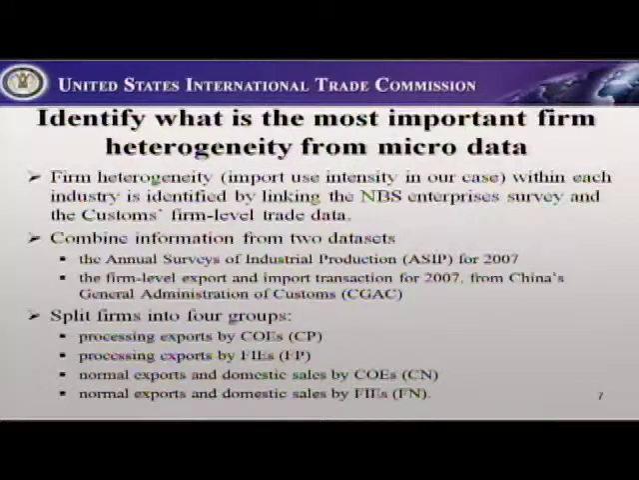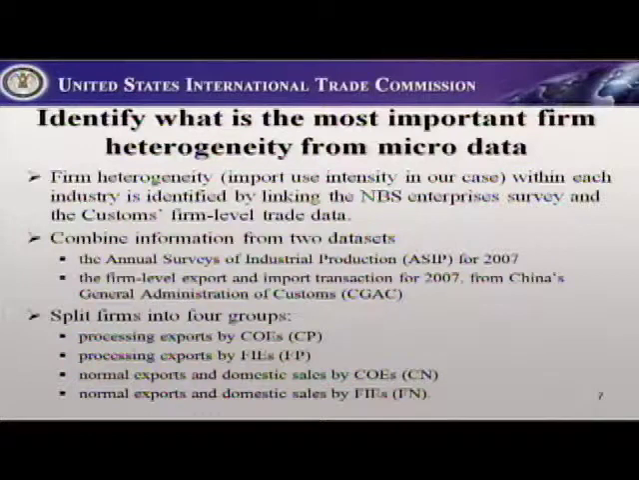So in order to do this, we combine two databases. One database we call the Annual Survey of Industrial Production. Basically, it's the enterprise survey data from the National Statistical Bureau of China. In 2007, they had 300,000 enterprises. Okay, that's only those above a certain level, 5 million yuan in sales. But that has 300 million in total.